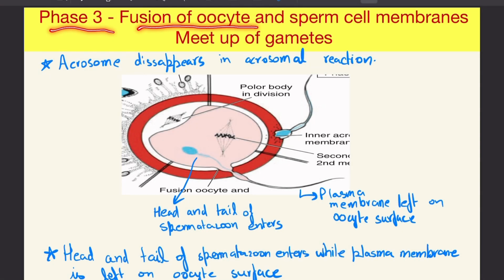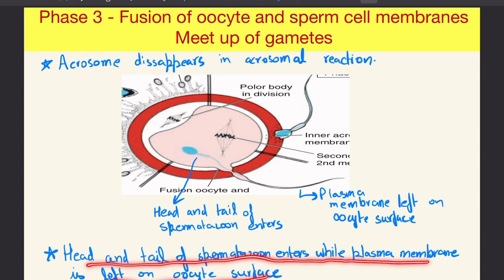Phase 3 is fusion of oocyte and sperm cell membranes, that is meetup of gametes. The acrosome disappears in the acrosomal reaction here. Head and tail of the spermatozoa enter while the plasma membrane is left on the oocyte surface. This is the plasma membrane and this is the head and the tail of the spermatozoa in the oocyte.